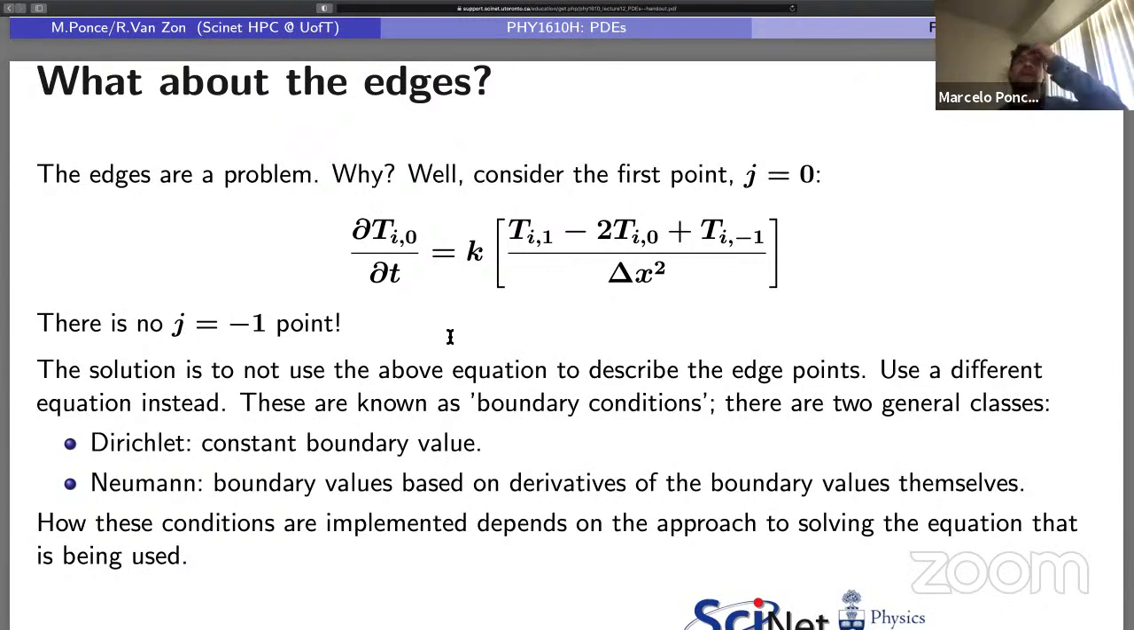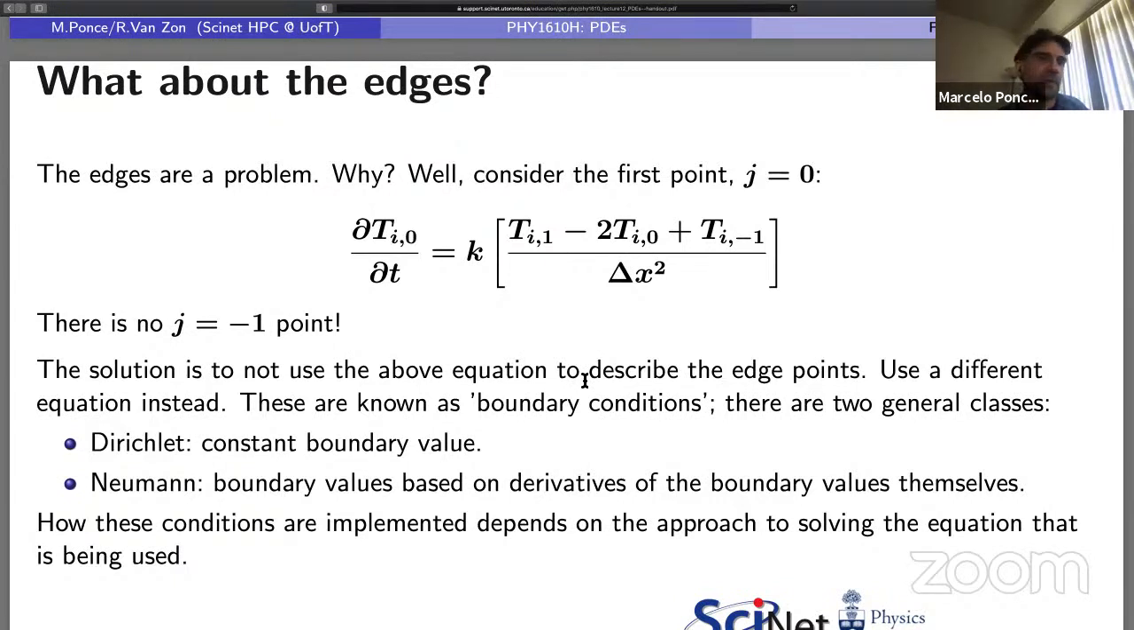So basically, the solution is not to use this equation. This equation is valid for the inner points, but not for the edges. And so we will need to use a different equation to describe the edges of the rod. This is where the boundary conditions come into place.